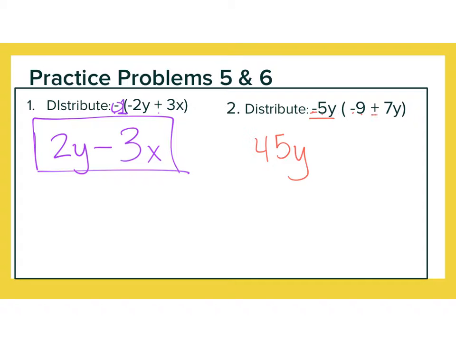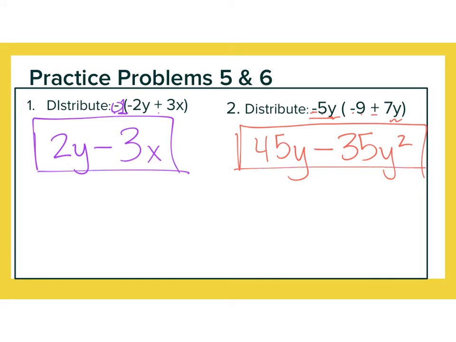Negative times positive is a negative. 5 times 7 is 35, but then y times y is a y squared. Remember, if there's two variables, you've got to add their exponents, okay?